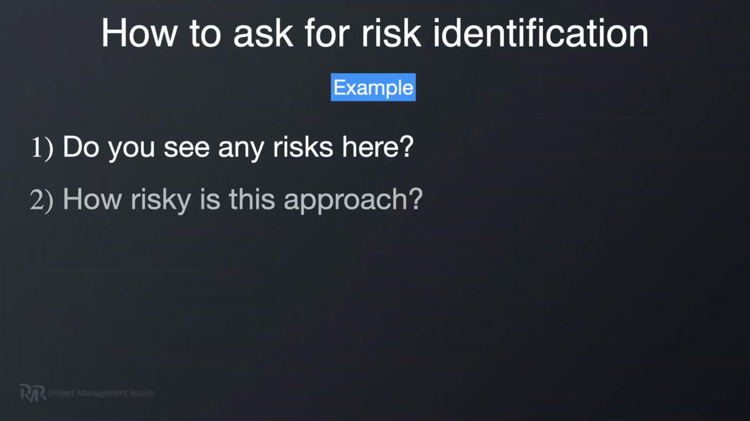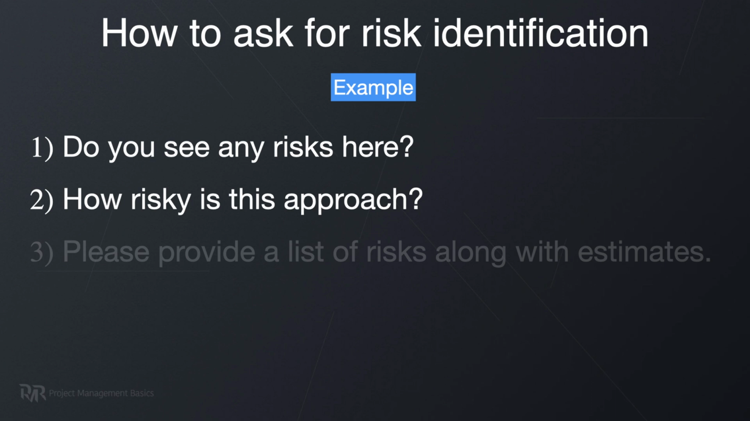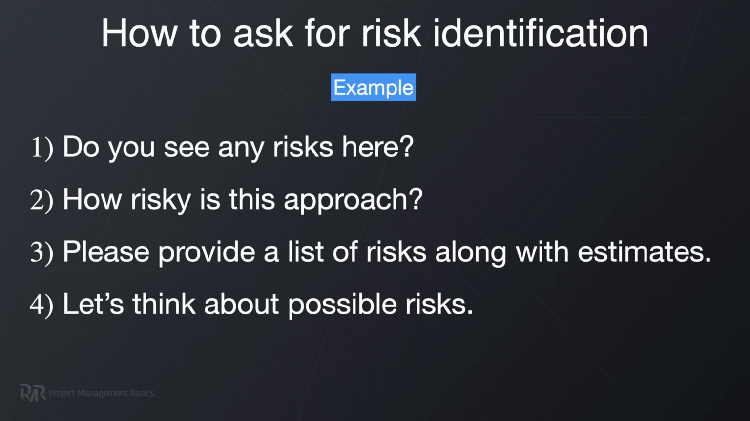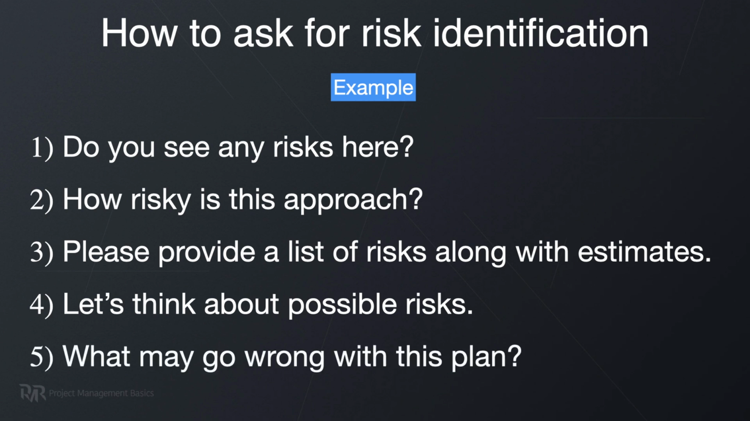That's why when you have a shared vision of risk management process, you can incorporate risk identification in every project activity. For example, you can ask something along the lines of: do you see any risks here? How risky is this approach? Please provide a list of risks along with estimation. Let's think about possible risks. What may go wrong with this plan?